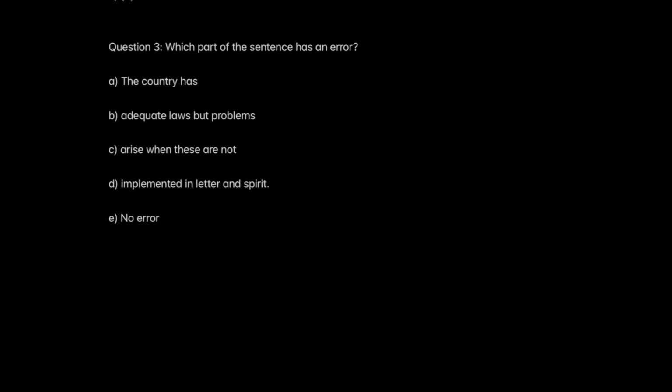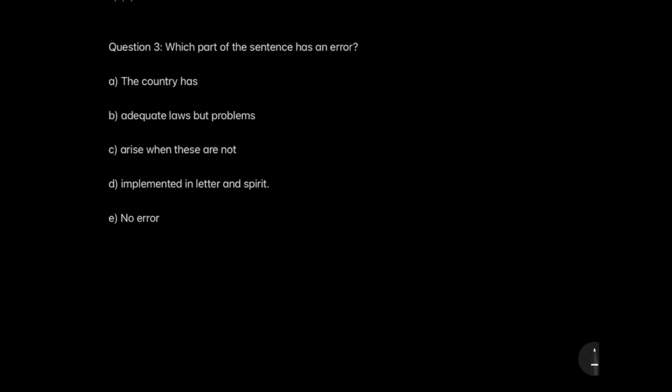Similarly, the last question for the day, which part of the sentence has an error? Now ये sentence को ही हमने 5 parts में divide कर दिया as an option. The country has adequate laws. Country singular has, ठीक है. Adequate laws, but problems arise when these are not, everything is fine till here, implemented in letter and spirit. Now this is, I can particularly tell you, if you are not aware of idioms, this idiom especially in letter and spirit, you won't be able to do this.